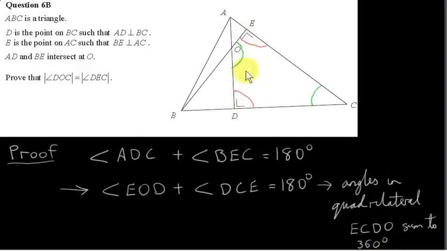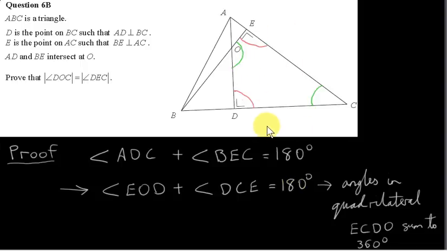So these red angles are both 90 degrees, that's a given. So they sum to 180. So that means the remaining angles in the quadrilateral must sum to 180. Now why is this useful? Well, it's useful because we can now apply another theorem about cyclic quadrilaterals.